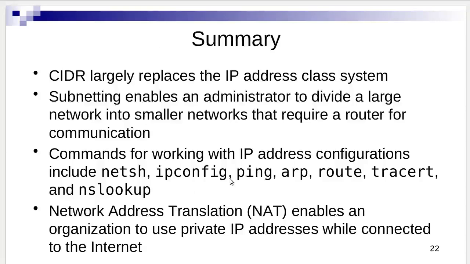Okay, so to summarize these commands and IP settings, remember from last time that CIDR largely replaces the IP address class system. So we use classless internet domain routing. We can use subnetting to divide a large network into smaller networks. We'll keep looking at more examples of how you do subnetting. You can also use commands to work with IP address configurations on your local machine using netsh, ipconfig, ping, ARP, route, traceroute, nslookup, and there's a bunch more, but I think this is plenty for now.